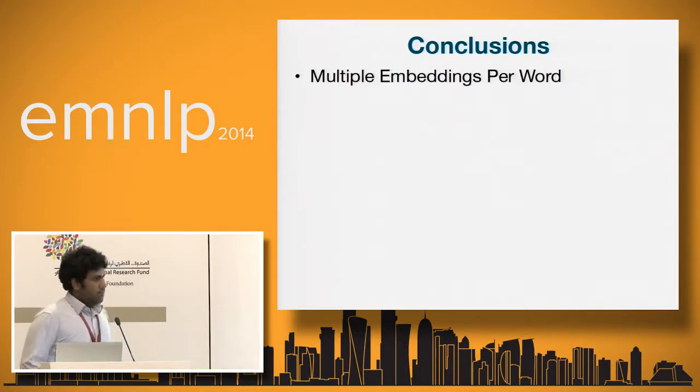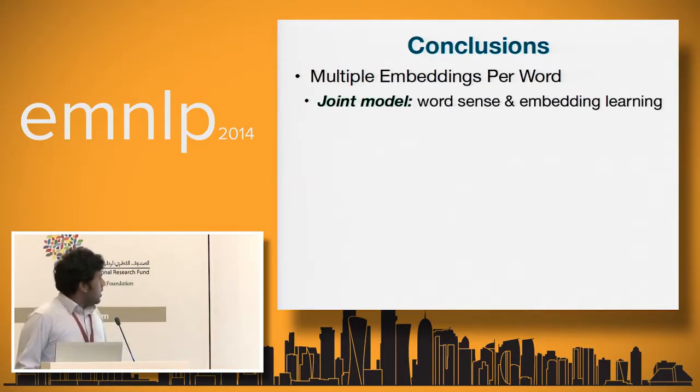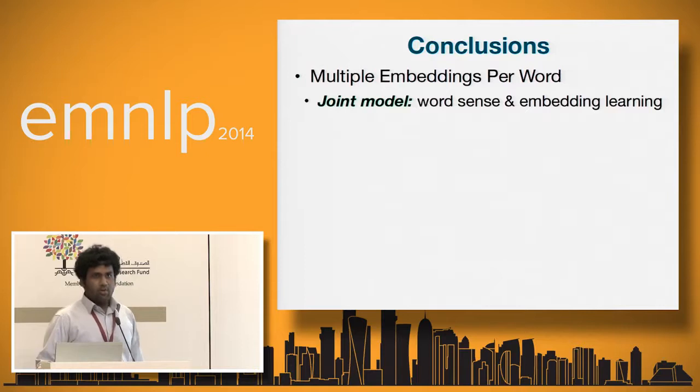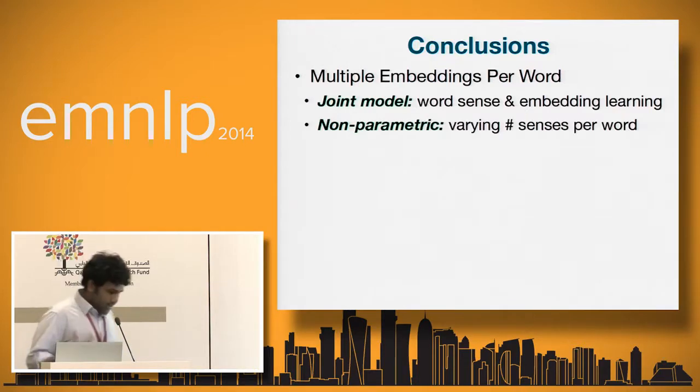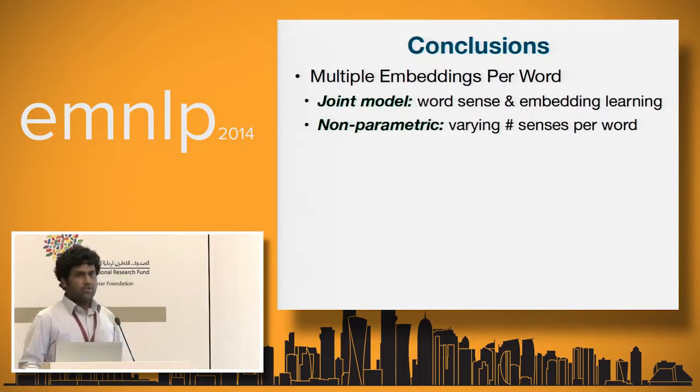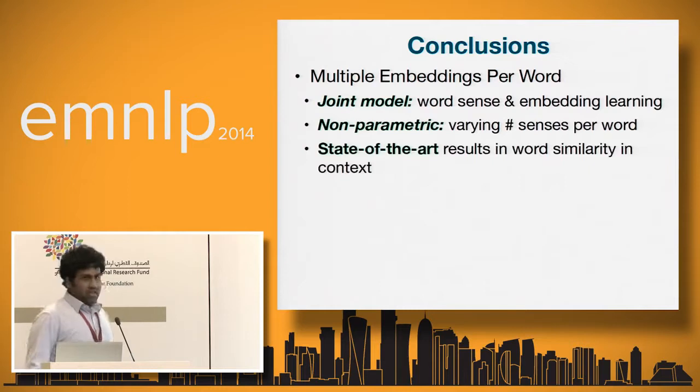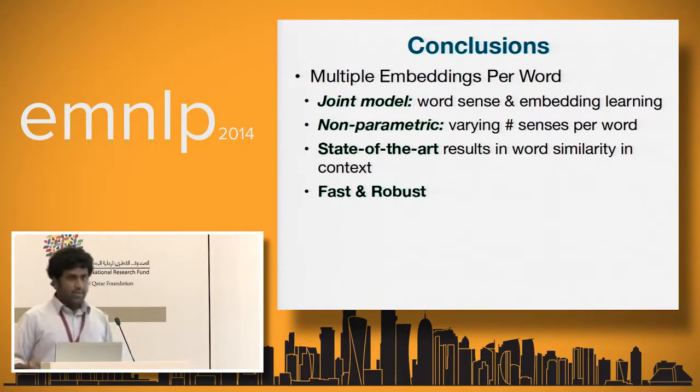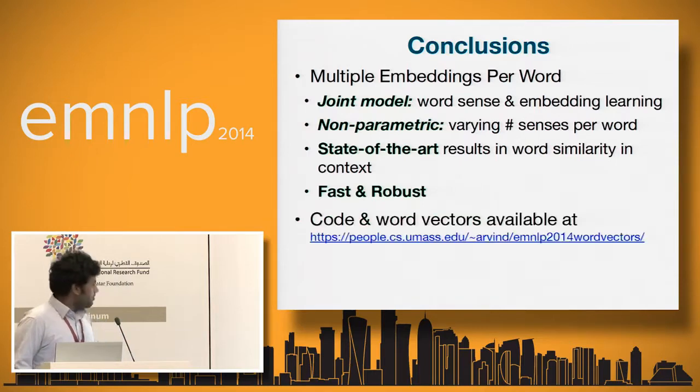To conclude, we focused on the task of learning multiple embeddings per word. We proposed a joint model for word sense discrimination and embedding learning. We also have a non-parametric version that captures a varying number of senses per word. We got state-of-the-art results in word similarity in context, and the method is fast and robust.